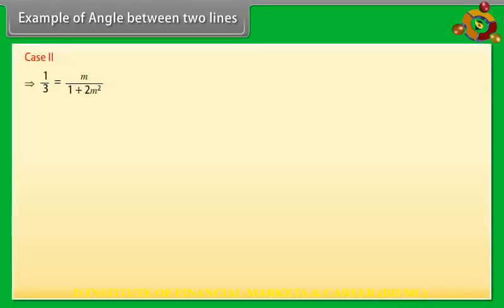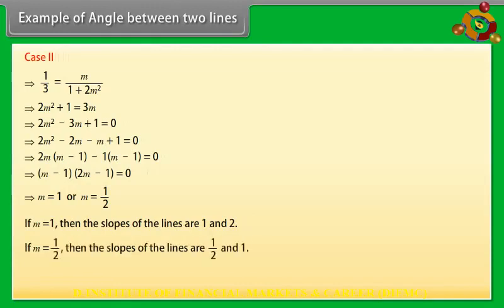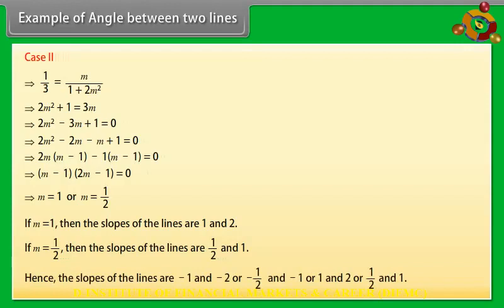Case 2. 1/3 is equal to m by (1 plus 2m square). On solving, we get m is equal to 1 or m is equal to 1/2. If m is equal to 1, then the slopes of the lines are 1 and 2. If m is equal to 1/2, then the slopes of the lines are 1/2 and 1. Hence, the slopes of the lines are -1 and -2, or -1/2 and -1, or 1 and 2, or 1/2 and 1.